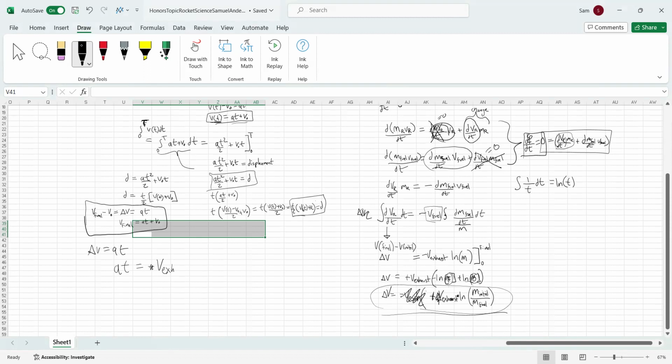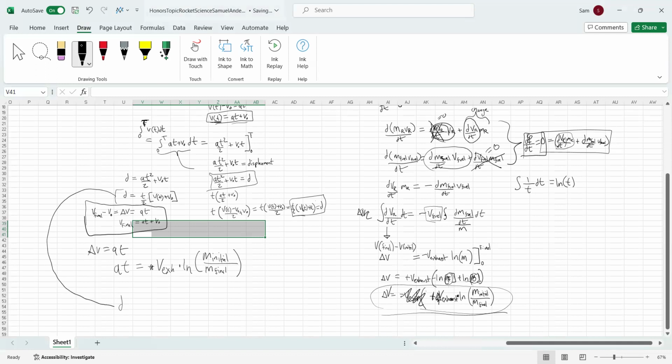So we obtain AT, or acceleration times time, is equal to velocity of the exhaust times the natural logarithm of initial mass, or dry and wet mass combined, over the final mass, or just the dry mass alone, after the rocket's used all its fuel. This will be useful for finding displacement. And I can show that here.